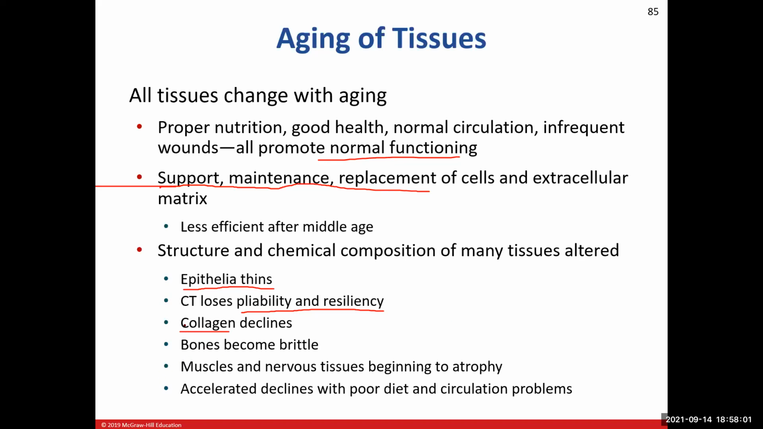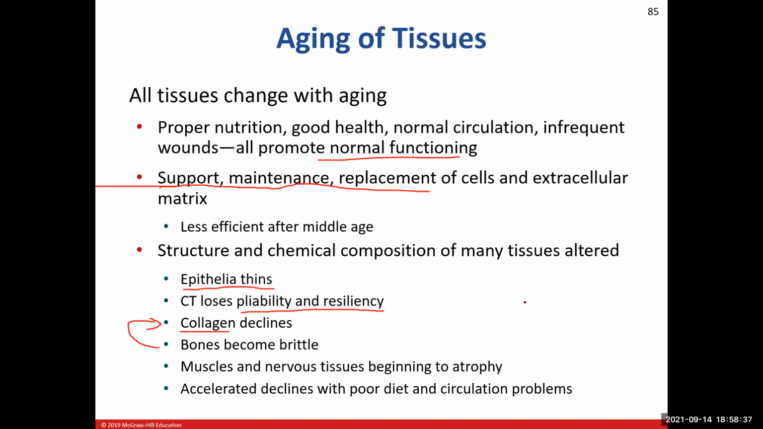Bones become brittle. Do you know why? See the previous bullet point: collagen declines. There are two components to bone, an organic component and an inorganic component. The inorganic component is the calcium salts, and that's what makes bone hard. The organic component is the collagen and the glycoproteins, and that gives the bone its flexibility. So as collagen declines, the bones become less flexible, harder, and more brittle.